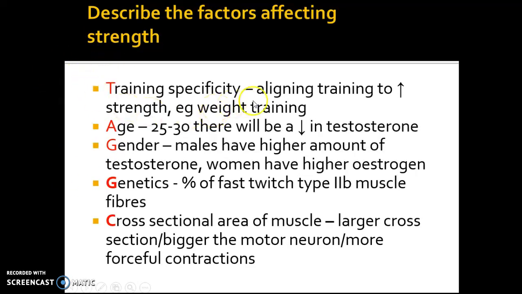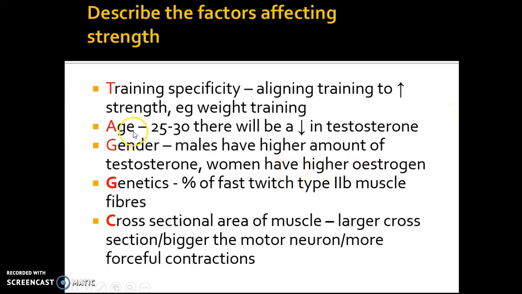First one, training specificity. The training must be weight training, and it must align to the goals that you're trying to achieve. For example, if it's maximum strength, you'd have to make sure it's between 85 and 95% of your 1 rep max. Age is another huge factor affecting strength, because from the age of around 30 onwards, there'll be a decrease in testosterone, which will then lead to a decrease in strength.